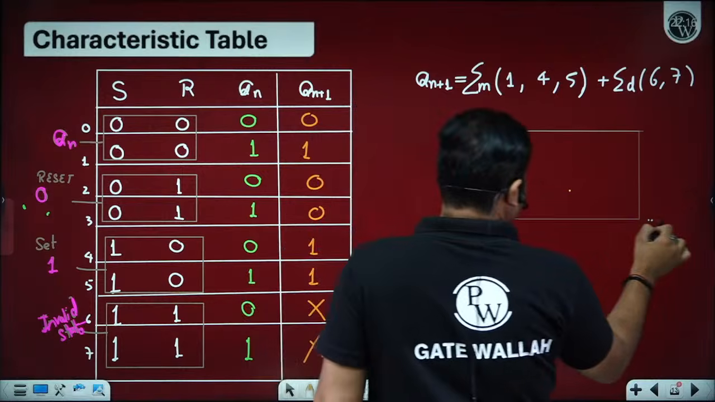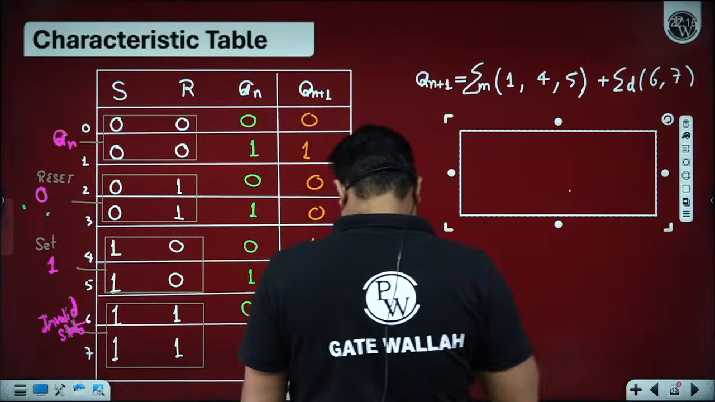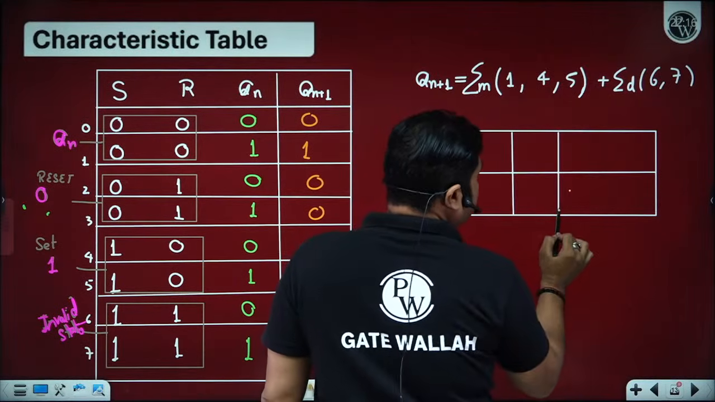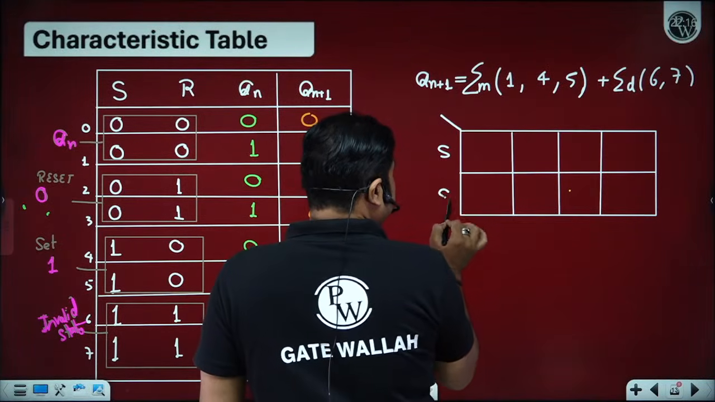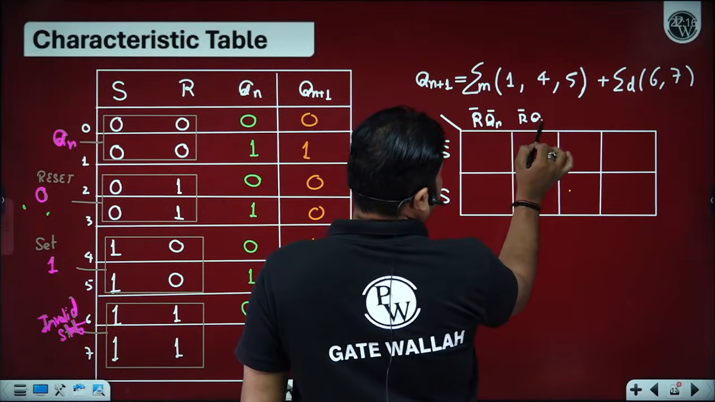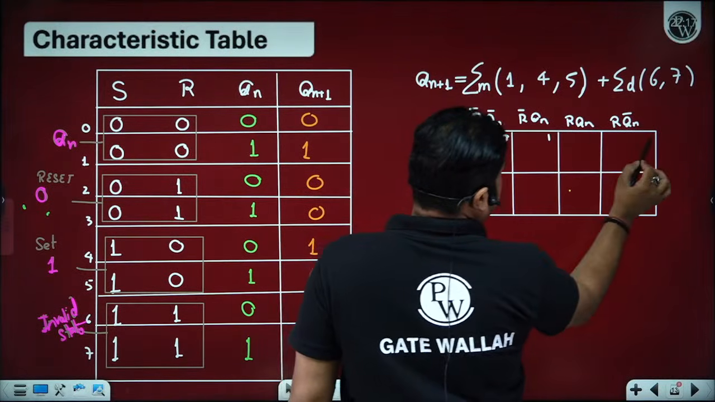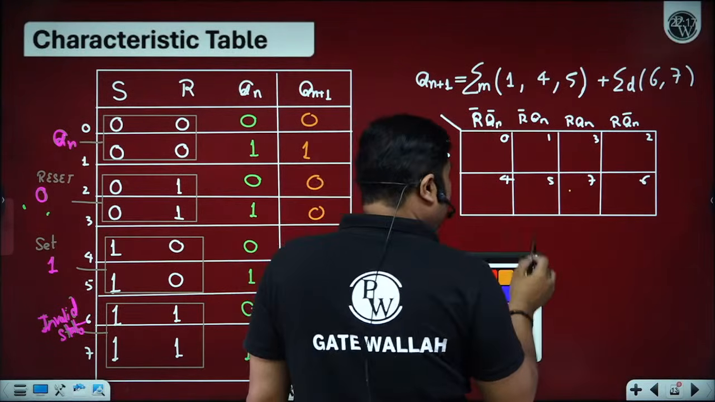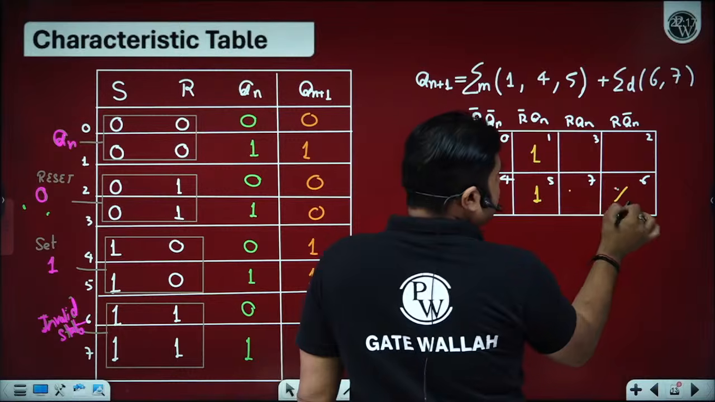Can we use a K-map to minimize the logical expression? The next state logic expression can be obtained by the K-map, with S as the MSB and Qn as the LSB, with columns R bar Qn, R Qn, R Qn bar. So we have 0, 1, 2, 3, 4, 5, 6 and 7, where we are getting output logic high. We are getting output logic high on the binary 1, 4, 5. 6 and 7 are don't care.